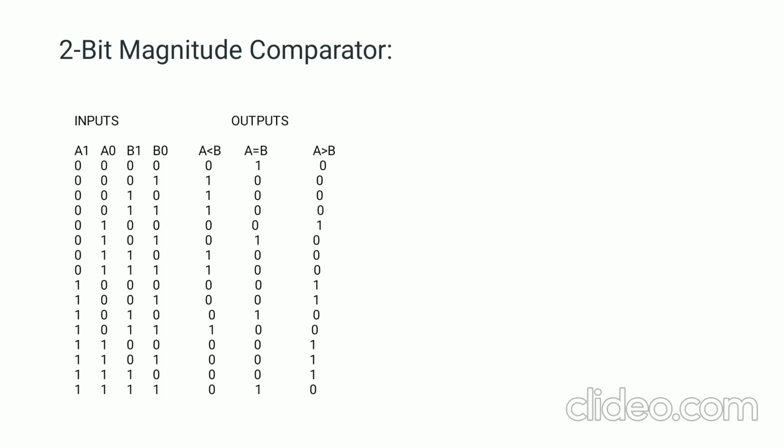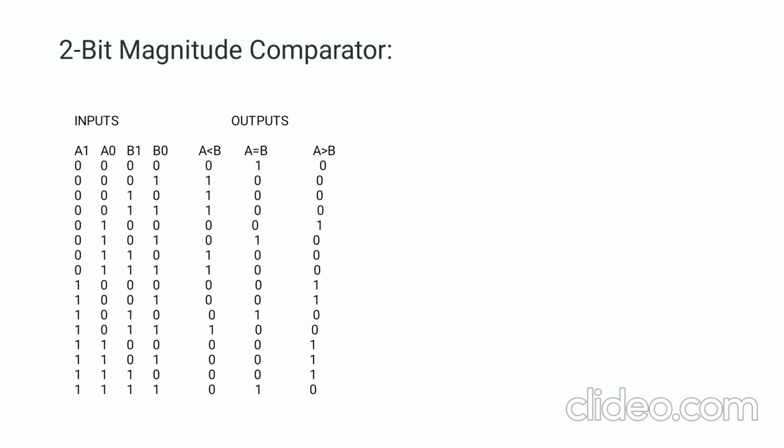Remaining output will have the value 0. So in the next case, 0 0 1 0, a1 a naught represents the value 0 and b1 b naught represents the value 2. So b has the value 2 and a has the bit 0. Since b has the higher value, it will produce a less than b as high output 1. Remaining output has the value 0.